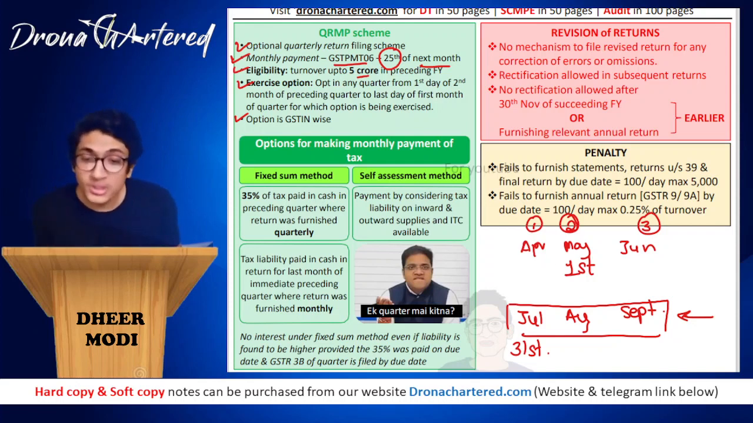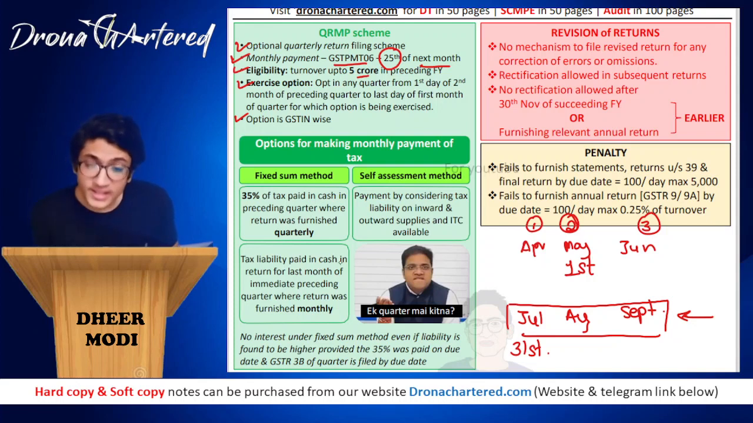Okay. Now options for making monthly payment of tax. So in such a case, first is your fixed sum method and second is your self-assessment method. So fixed sum method, 35% of the tax paid in cash in the preceding quarter where the return was furnished quarterly. So you have to pay 35% of the tax in the previous quarter itself where the return was furnished quarterly.